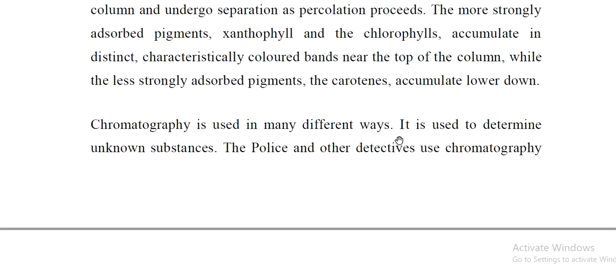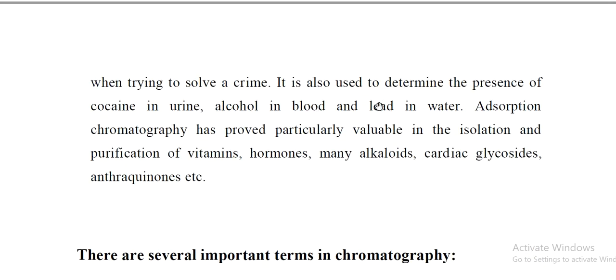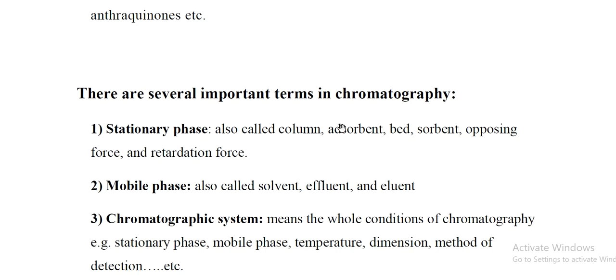Chromatography is used in many different ways. It is used to determine unknown substances. The police and other detectives use chromatography when trying to solve a crime. It is also used to determine the presence of cocaine in urine, alcohol in blood, and lead in water. Absorption chromatography has proved particularly valuable in isolation and purification of vitamins, hormone, many alkaloid, cardioglycoside, anthraquinone, and etc.